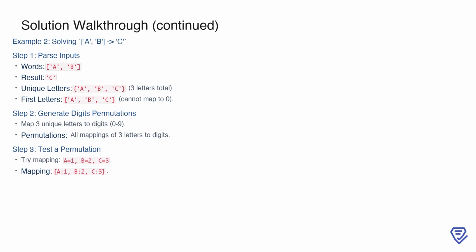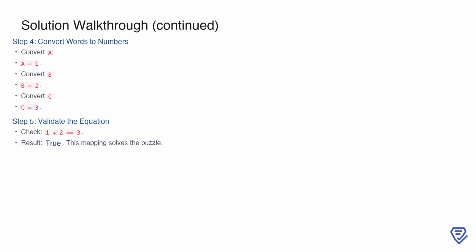For one of these permutations, let's try mapping A to 1, B to 2, and C to 3. This mapping will be tested to see if it satisfies the equation. Using the mapping A equals 1, B equals 2, and C equals 3, we proceed to convert the words into numbers. The word A directly translates to the number 1, B becomes 2, and C becomes 3. With these numerical values, we validate the equation by checking whether 1 plus 2 equals 3. The result is true, confirming that this mapping successfully solves the puzzle.